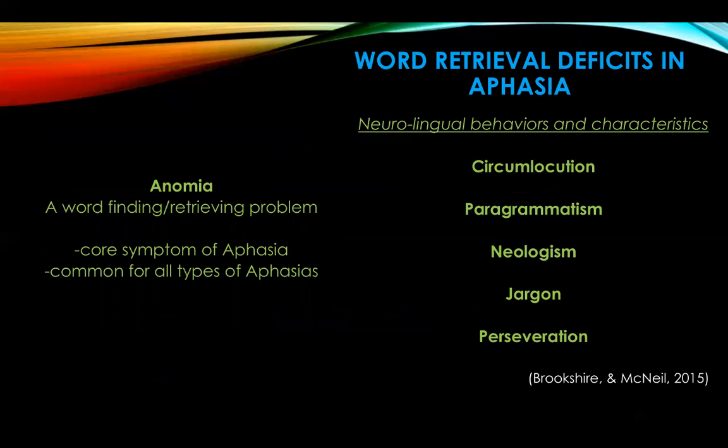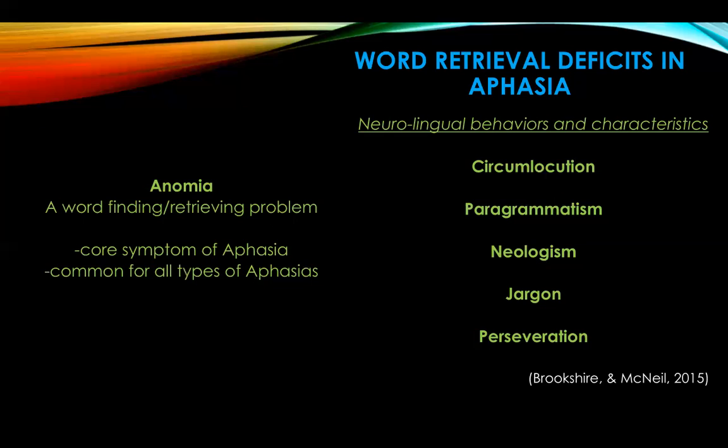Anomia or word finding problems is a core deficit in aphasia. Word retrieval problems across different types of aphasia is further complicated by other symptoms such as fluency issues, auditory comprehension deficits, and poor repetition. These complications result in certain characteristics and behaviors, such as circumlocution, which is when someone has difficulty coming up with a word and they talk around it.